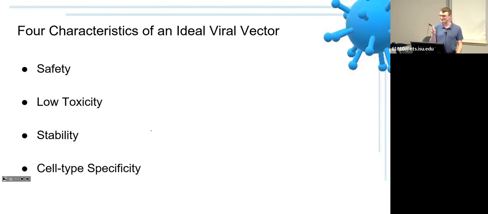And because of that, they're also not transmissible. So somebody that's infected with a viral vector can't get somebody else sick, can't pass it to somebody else because they're not producing active viruses.